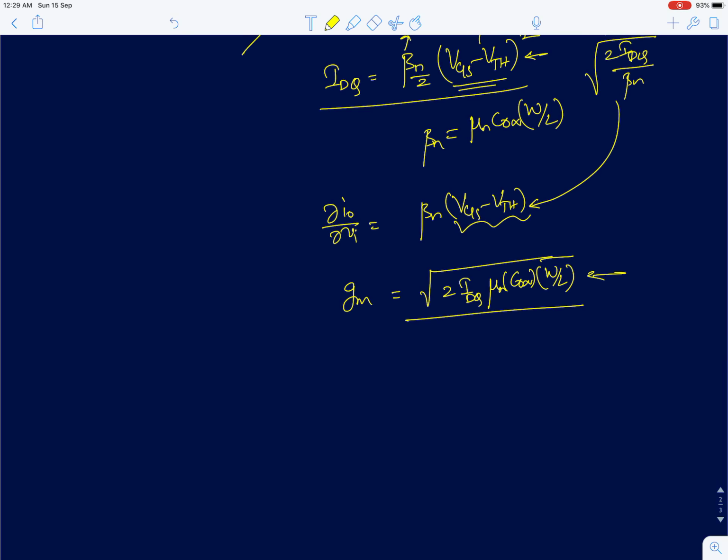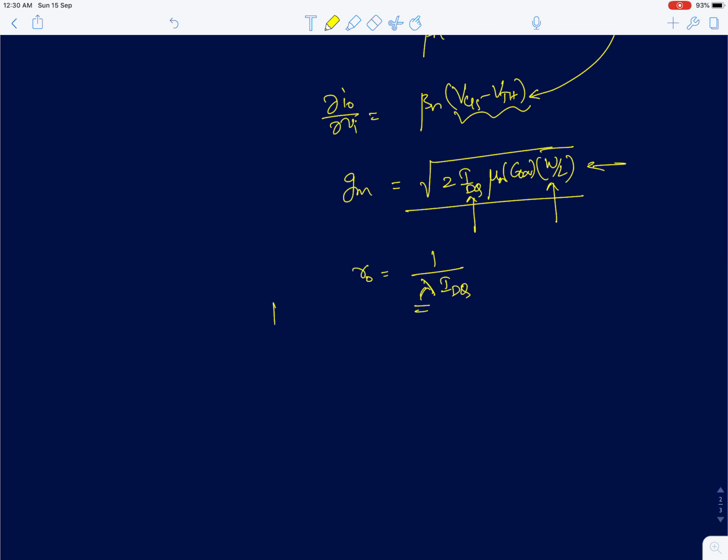If you look at this expression, it tells you that gm depends upon the drain current and also the dimensions of the device. Unlike in a BJT, where it didn't really depend upon the dimensions of the device, here it has a dependence on the device dimensions as well. And r naught in a MOSFET depends upon 1 by lambda into the drain current.